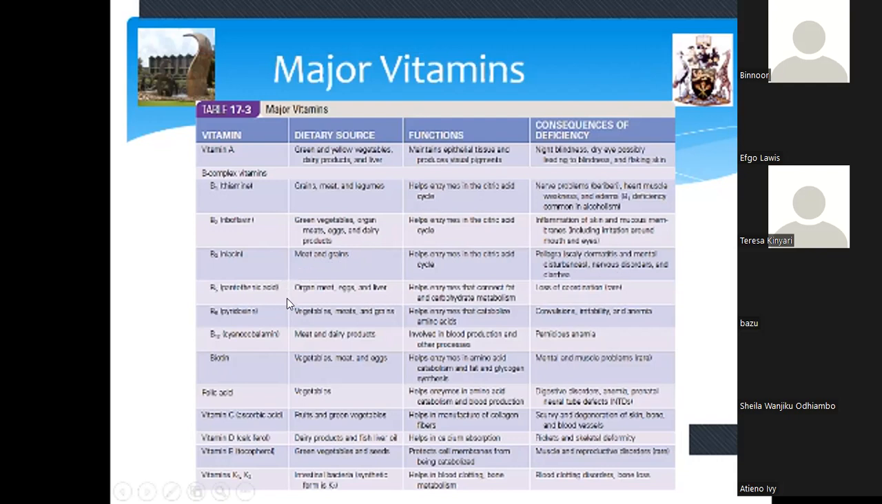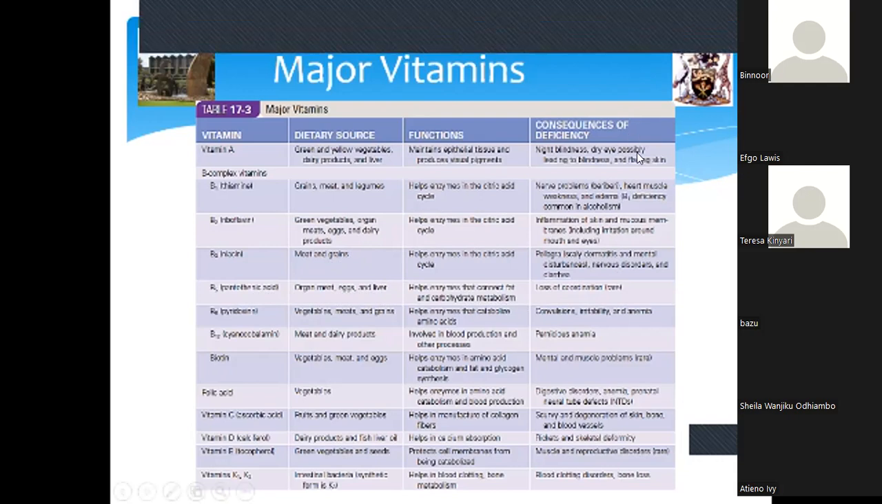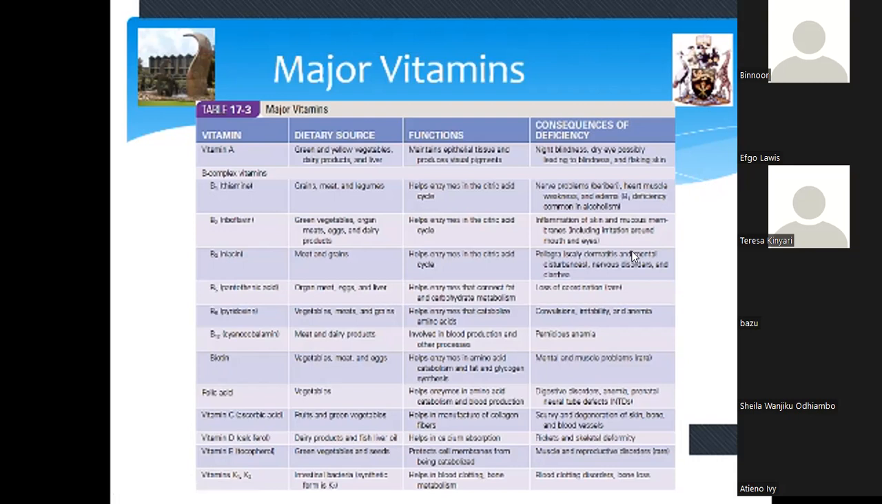Vitamin B5, which is pantothenic acid, comes from meat, eggs, and liver. It helps the enzymes that connect fat and carbohydrate catabolism. And basically, it's important in ensuring that the body has good coordination, so that lack of pantothenic acid, although it is rare, leads to loss of coordination.